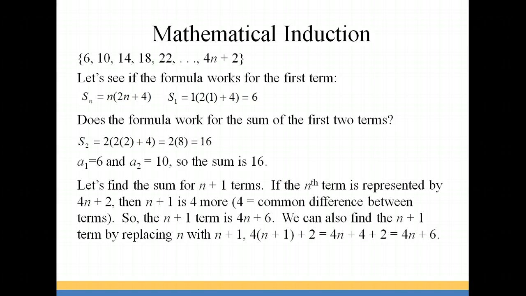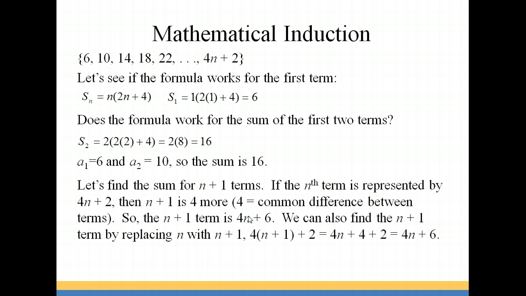look at what happens when we want to find n plus 1 terms. So far we just found n terms. If we wanted to add on another term beyond n, we would simply add 4 because our common difference is 4. So since our nth term is represented by 4n plus 2, our n plus 1 term should be 4n plus 6 by adding 4 to that.